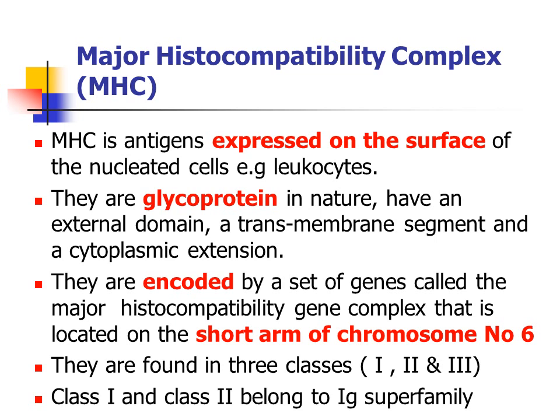in nature, encoded by genes present on the short arm of chromosome number 6. They are found in 3 classes: 1, 2 and 3. Class 1 and class 2 belong to the immunoglobulin superfamily.